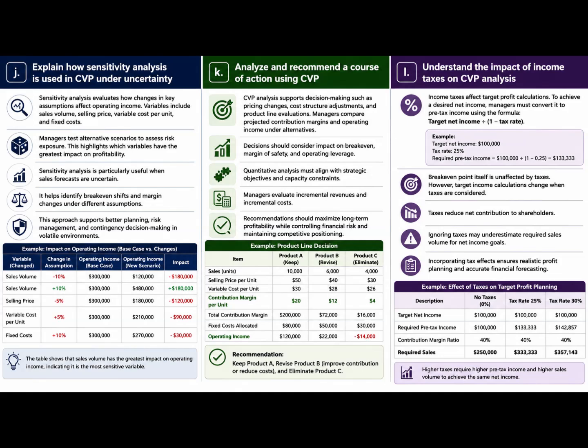Avoidable fixed costs are included. Opportunity cost of alternative use of facilities must be considered. The decision that results in lower total relevant cost increases operating income and enhances financial performance.